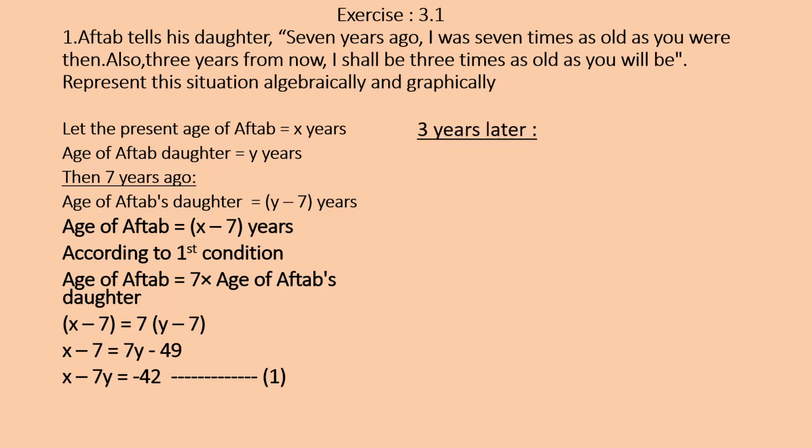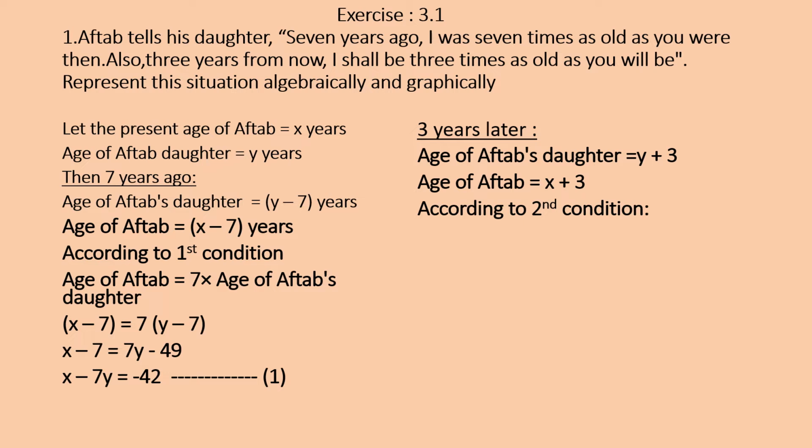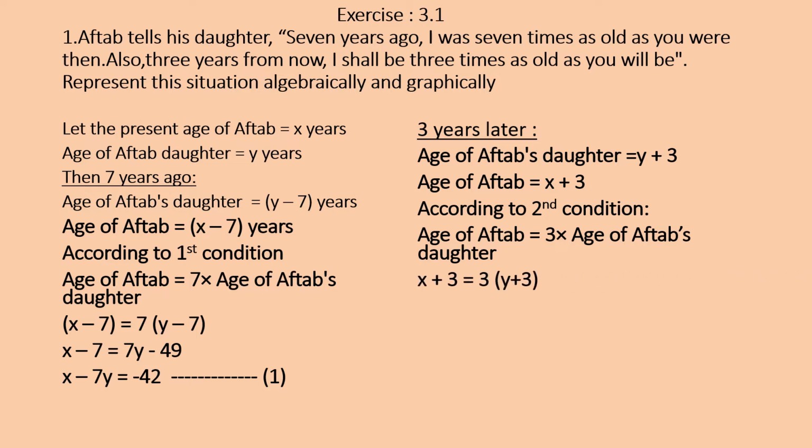Then to get the second equation, the second condition is given: 3 years later. The age of Aftab's daughter will be y + 3 and the age of Aftab will be x + 3. According to the second condition, the age of Aftab equals 3 times the age of Aftab's daughter. That is, x + 3 = 3(y + 3). Simplifying, you get x + 3 = 3y + 9, that is x - 3y = 6. Number this equation as 2.